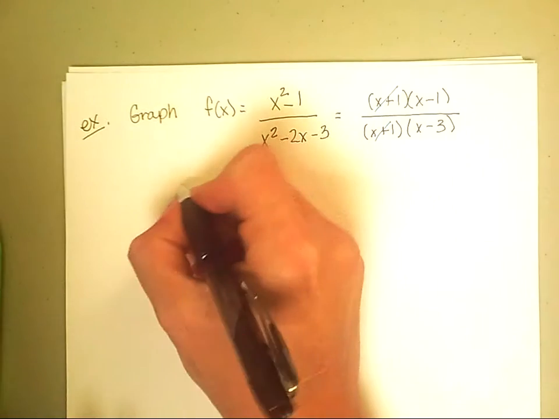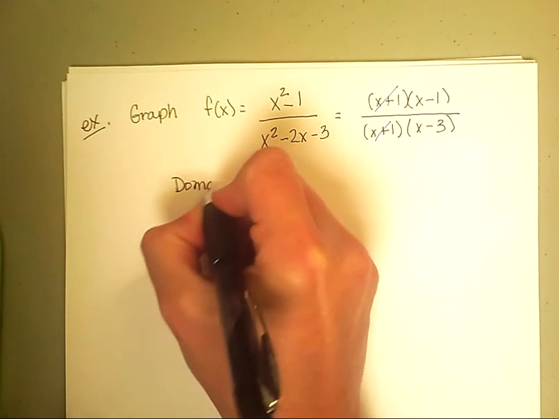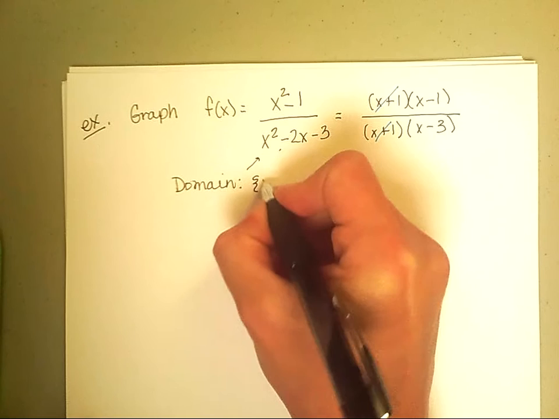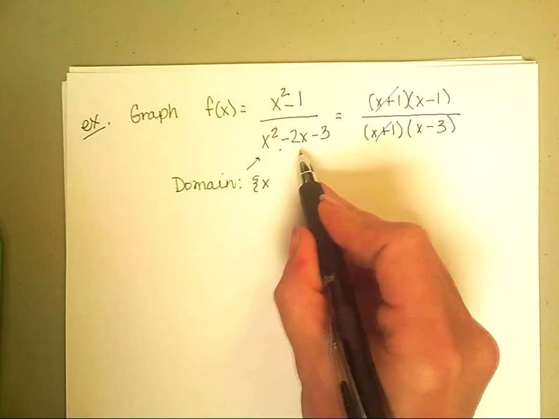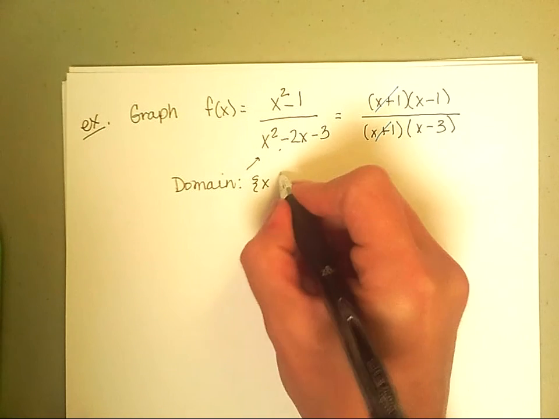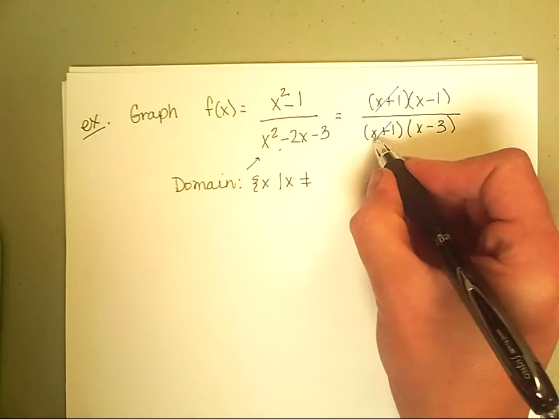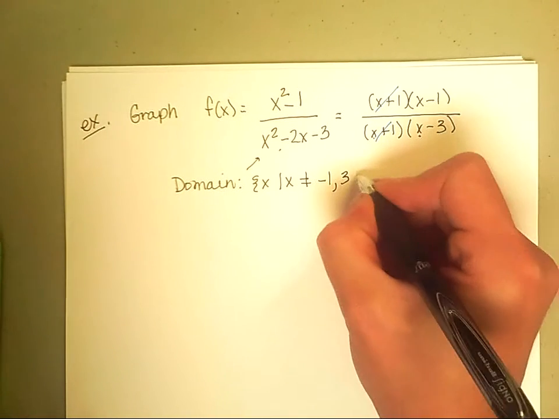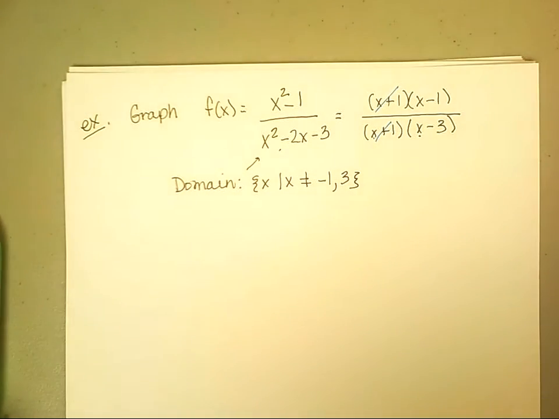Now before we go canceling, let's write down what our domain should be. Okay? Because we're concerned about the domain of the original function. So the values that make the original function's denominator go to 0 are that here if x equals negative 1, and from here if x equals 3.